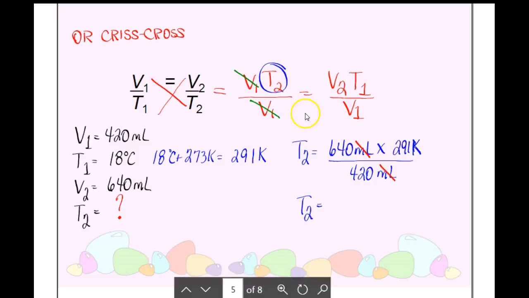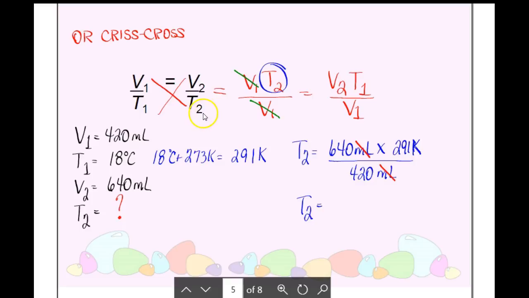And then we're going to bring our T1 over here. Just going to bring that T1 up to there. And now we have our equation. We got T2 equals V2 times T1 over V1. So that's a little bit easier than all of those steps.